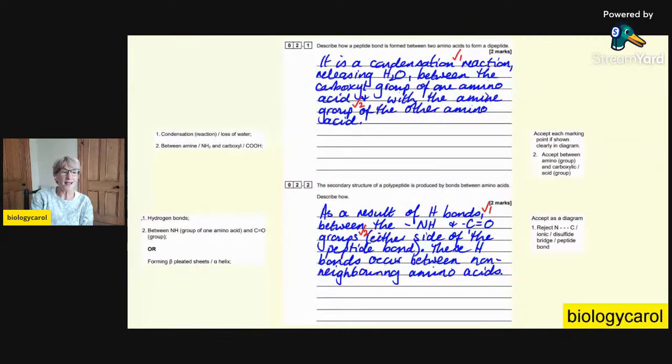Silly old me, I actually think this is almost the easier thing to write, this phrase here. The fact that alpha helices and beta pleated sheets are formed, I didn't even think about it because I was so fixed on describing the hydrogen bonds.